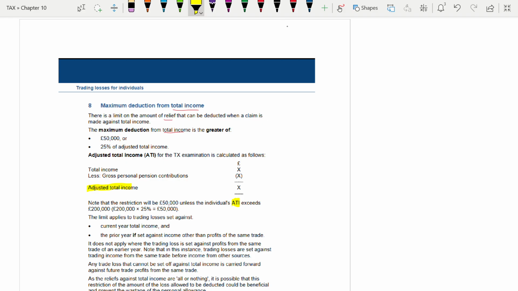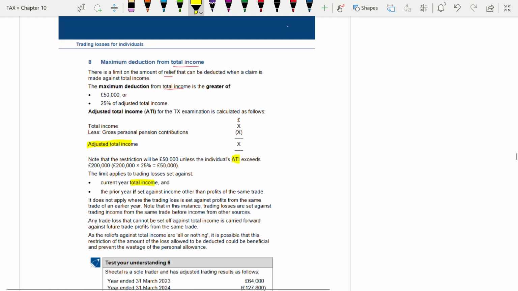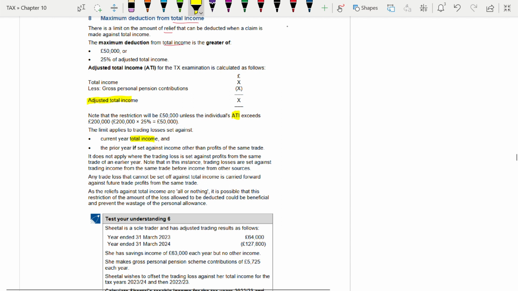Any doubts? No, sir. Okay. The limit applies to trading losses set against current year total income and the prior year, if set against income other than profits of the same trade. You cannot take from a different trade. This rule applies to all cases. You have to take it from the same trade.